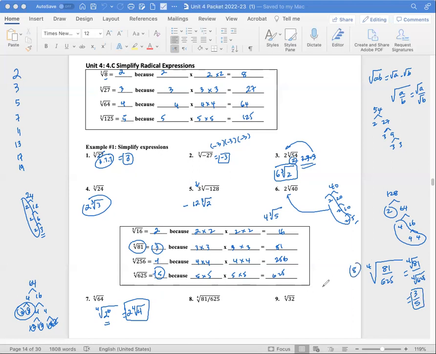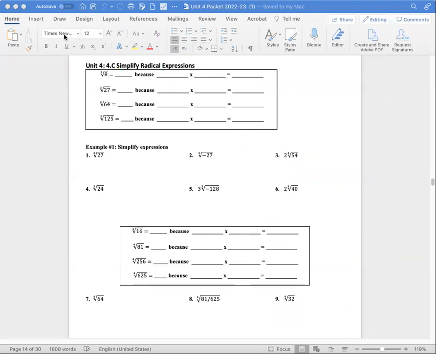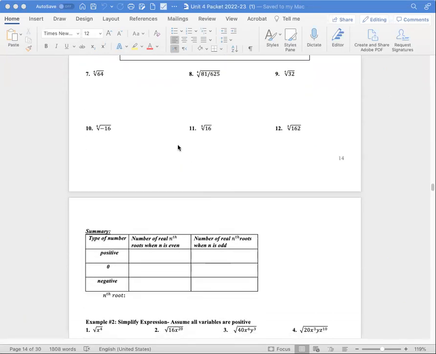And for number 9, you have 32, which is 2 and 16, and 16 is 2 and 8, and 8 is 2 and 4, and 4 is 2 and 2. You have 5 2's being multiplied, and this is fourth root. So this is 5 2's. You're going to take 1, 2, 3, 4 2's out. That's 2. And then fourth root of the 1 2 left on the inside. Okay, so this is how fourth root works. Basically, they all work the same way, really.